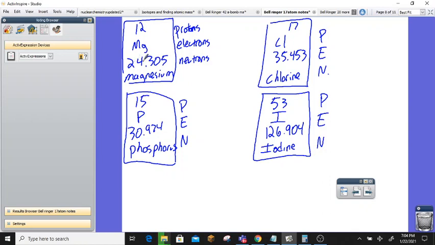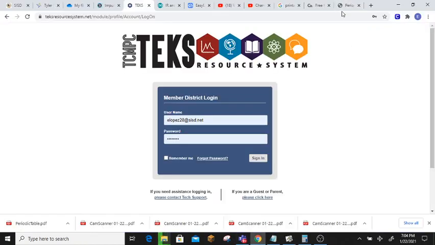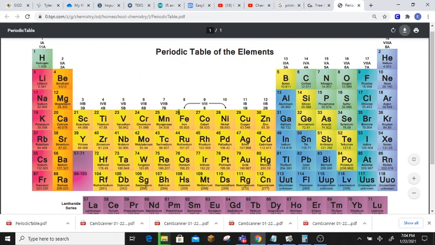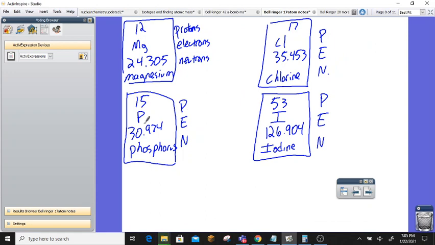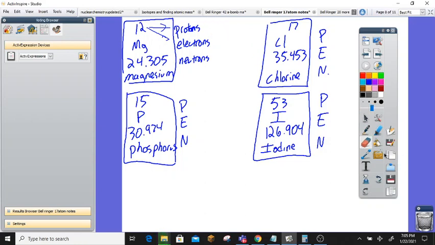So if you look at magnesium, and on the periodic table, notice you'll have the numbers on the top, the atomic number, and the atomic mass on the bottom. It's got the decimals. So here if we look at magnesium, 12 and 24.305. Magnesium has 12 protons and 12 electrons. The neutrons we're going to round and we're going to subtract. 24 minus 12 is 12.